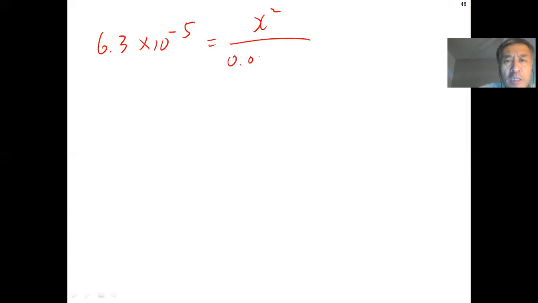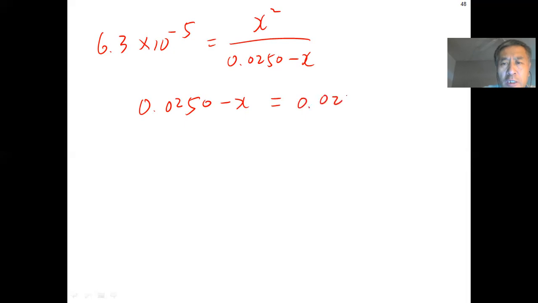That means the initial quadratic equation can be written like this. Let me copy the initial quadratic equation. When we use the small x approximation, 0.0250 minus x becomes this, because we dropped the x.